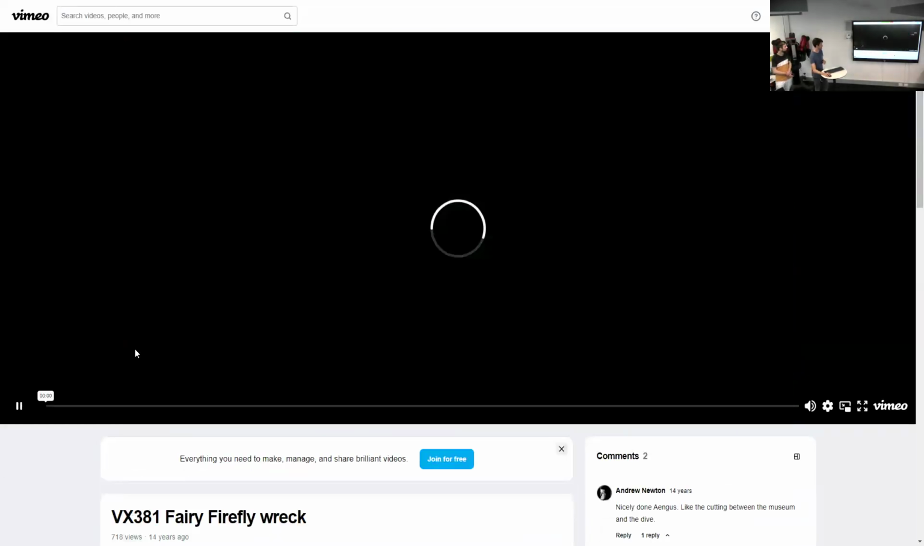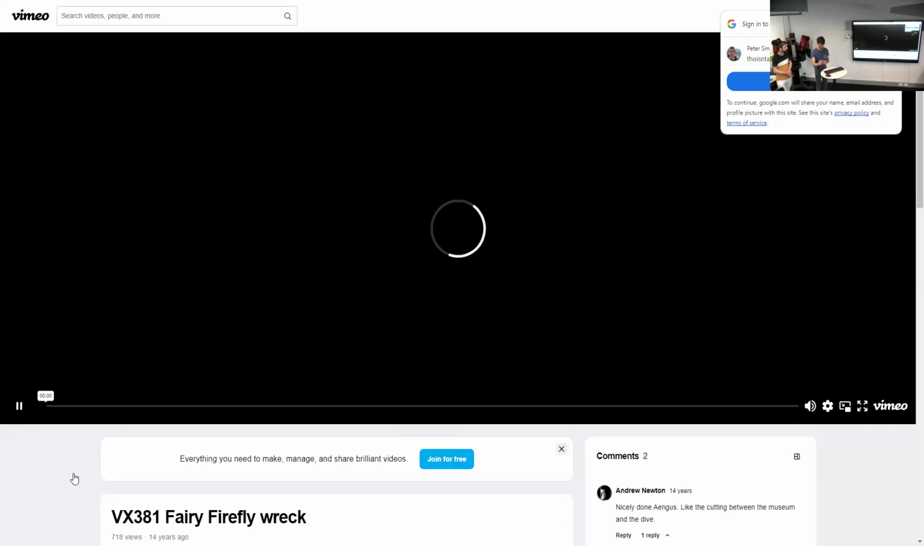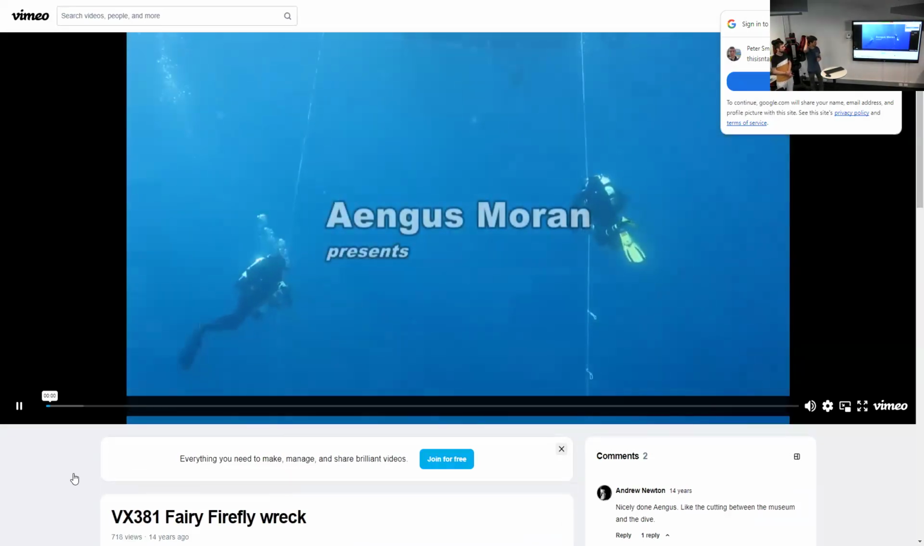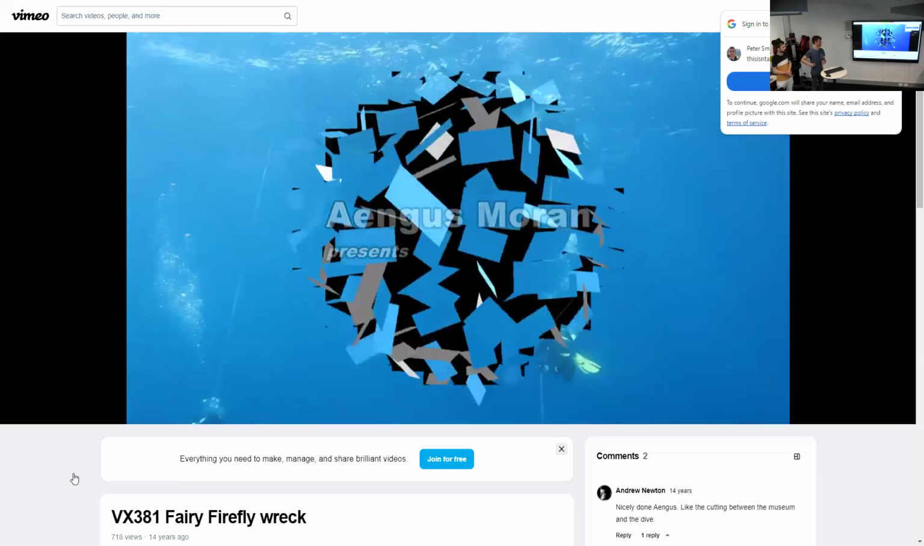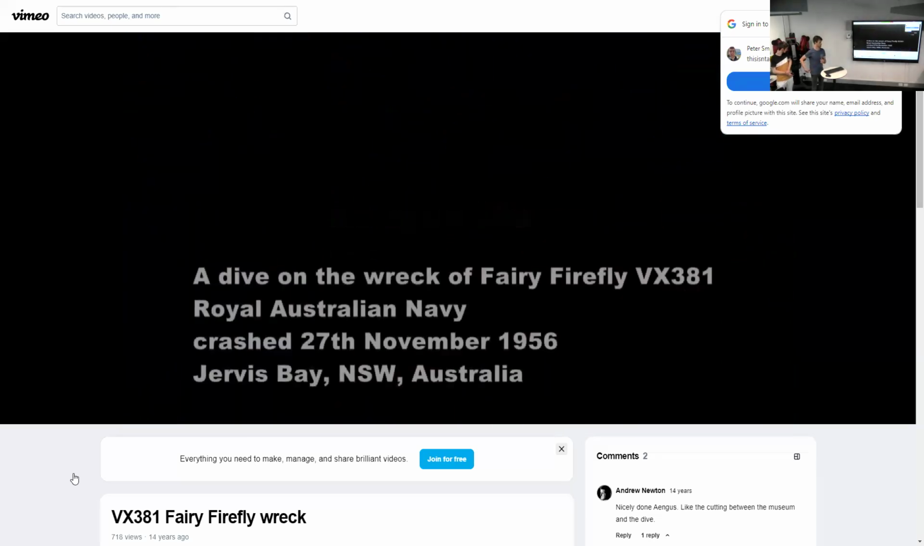So this wreck here is the one we were looking for. It's about 14 meters depth, and it lies in Jarvis Bay, which is very close to a naval base.